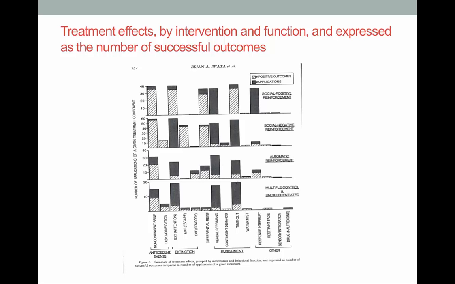So you're going to allow them to escape or avoid contingent on not engaging in the target behavior. And if they do engage in the target behavior, then you're not going to allow them to escape or avoid. It can be very successful.